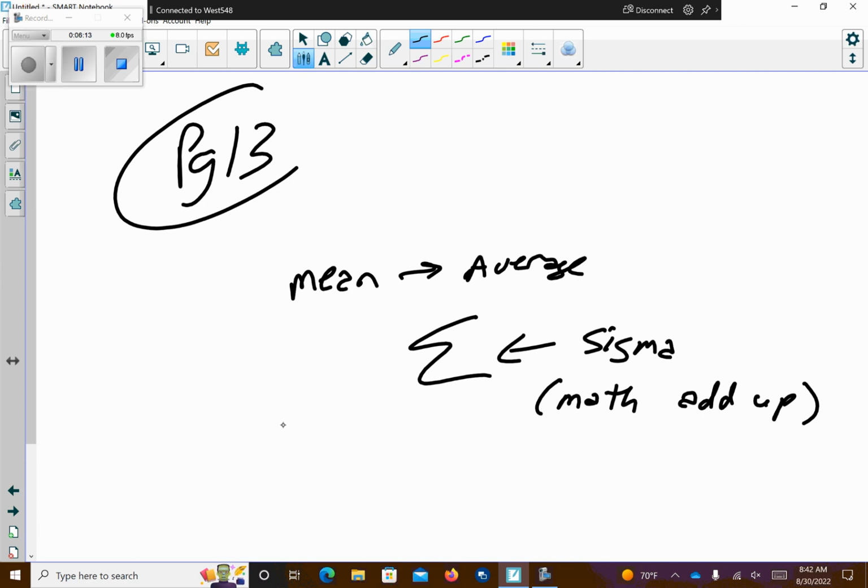So if I wanted to find out the average of students in this same class between myself and Mr. Anderson, we have 28 in this class. My next period's 27. Mr. Anderson has 20, 19, and 19.